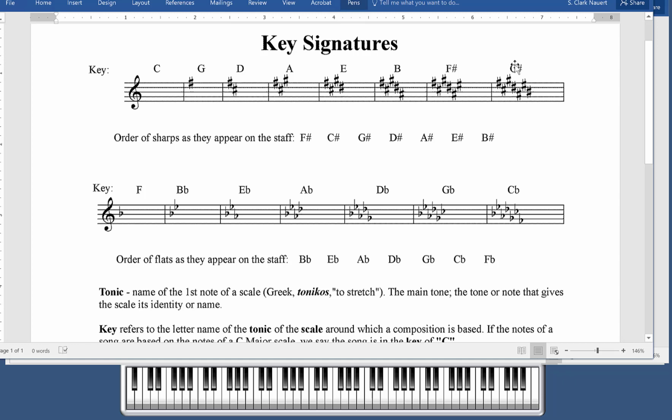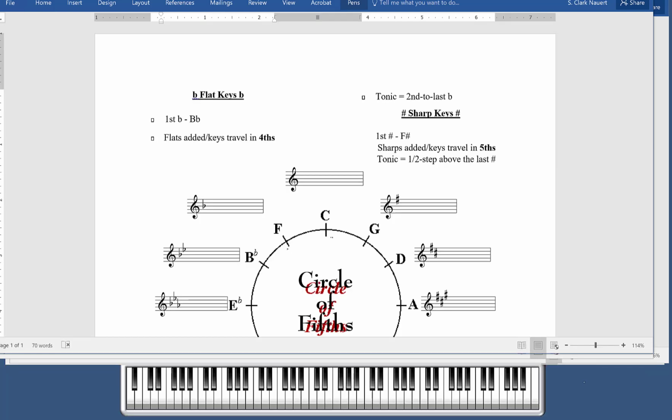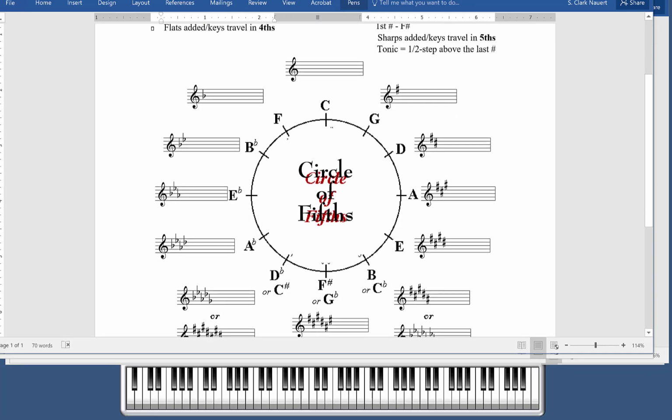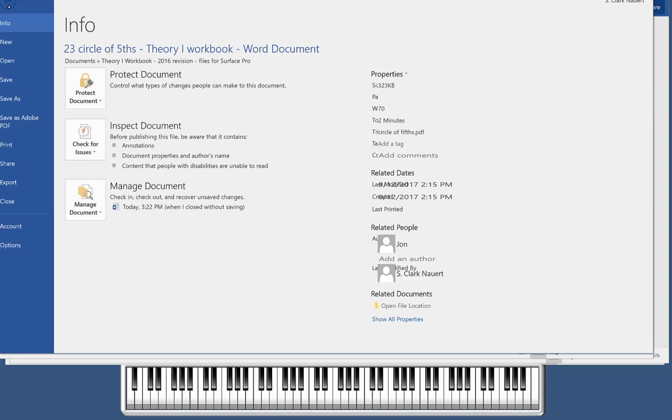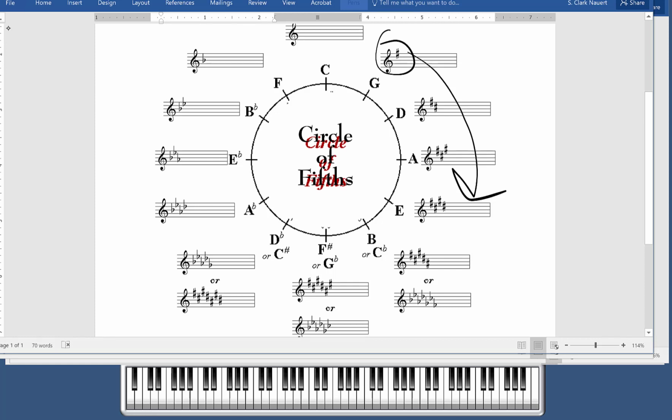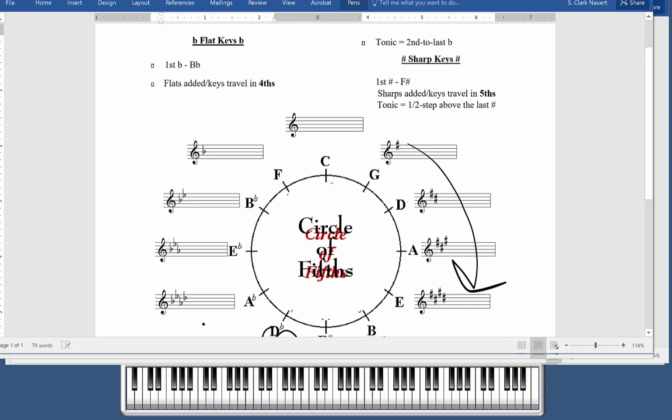These keys travel around the right side of the circle of fifths, and there you see the circle. They progress in this direction, starting with G, going all the way to C sharp. There are 7 keys that have sharps in the key signature, all the way from 1 sharp, right there, all the way down to C sharp. That has 7 sharps in the key signature. Okay, so that's half of what we need to learn.